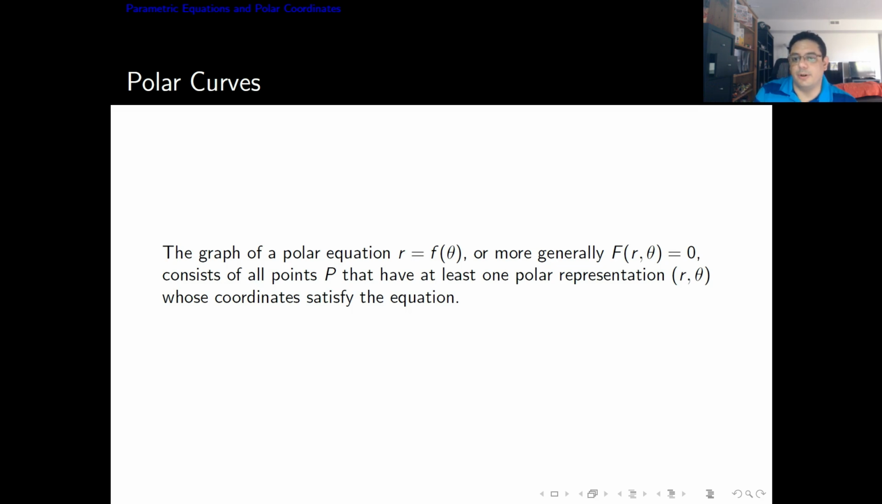In terms of polar coordinates, we pretty much do the same thing, but here the type of equations we have are of the form r equals f of theta, because our curves are now in terms of polar coordinates. Or, in a more general fashion, we can consider the curve as a big F of r and theta equals 0.